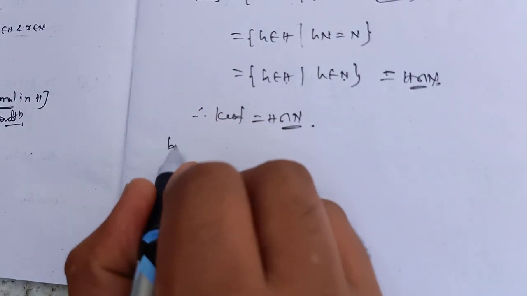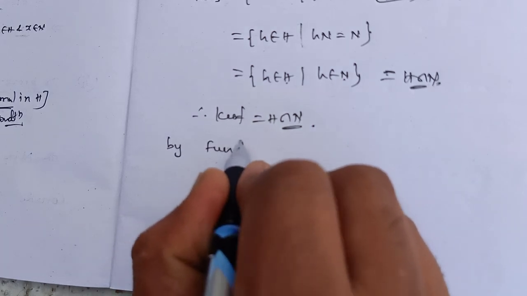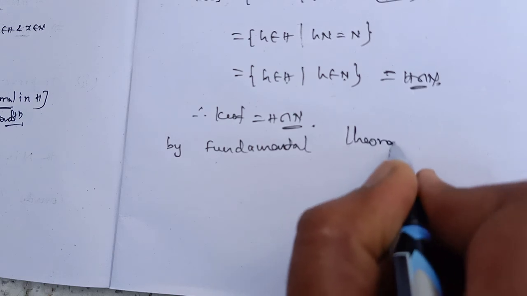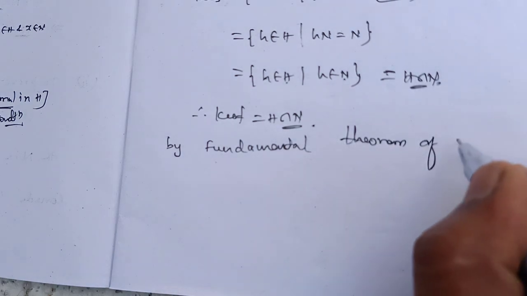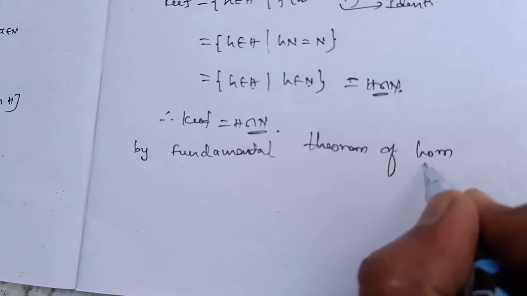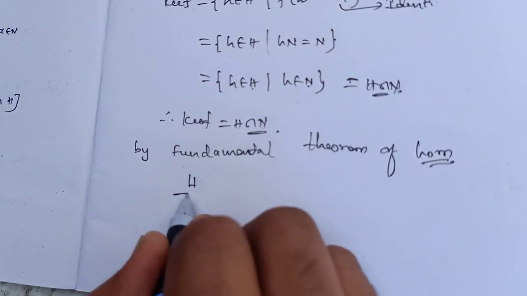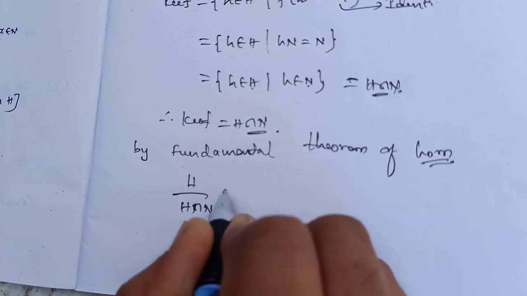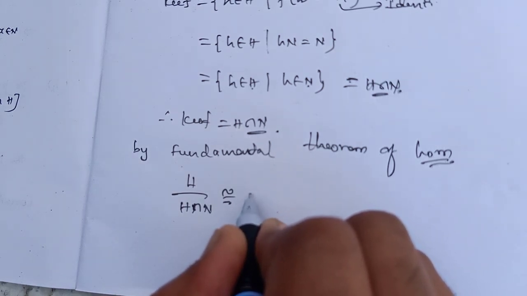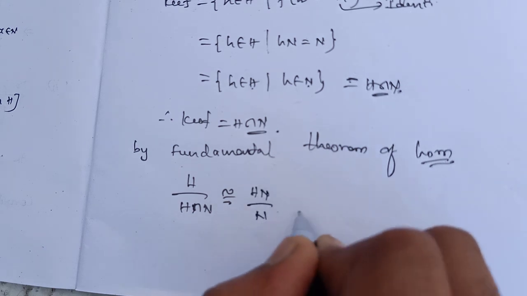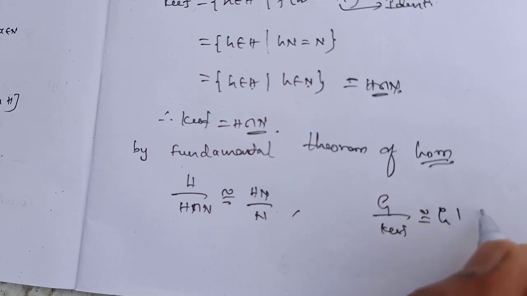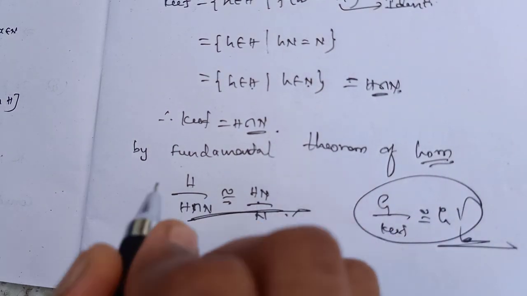So by the fundamental theorem of homomorphism, H divided by H intersection N is isomorphic to, what is the codomain here? HN by N. That is, G by kernel is isomorphic to G dash. So this completes the proof.